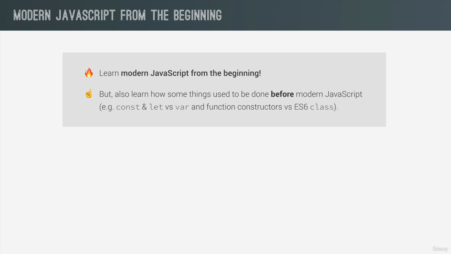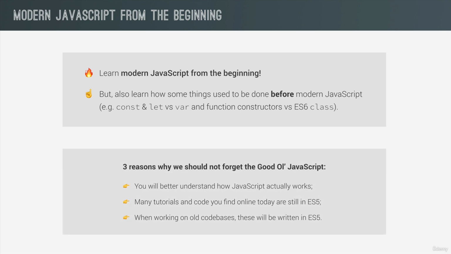However, it's also super important to learn how some things used to be done before we had this fancy modern JavaScript. For example, in this section, I already showed you the modern const and let for variable declarations, but also how we used to use var before. And there will be many more examples like this. But why bother with ES5 at all, you might ask?